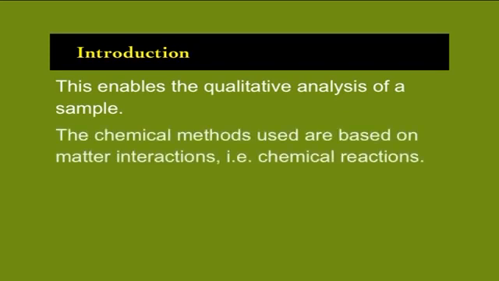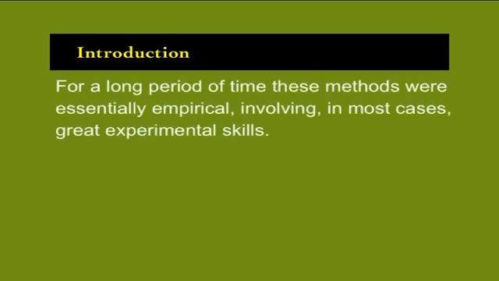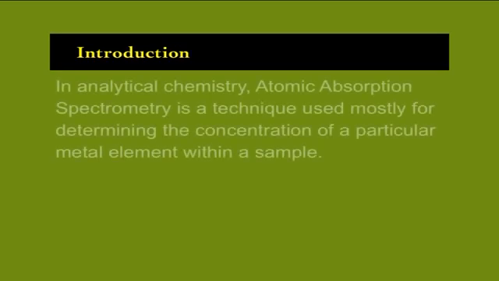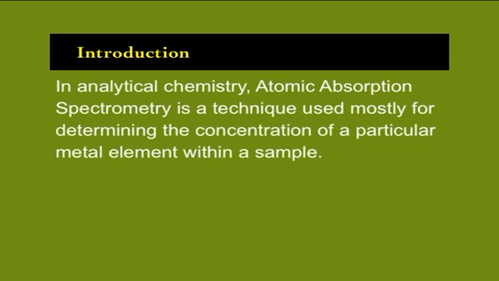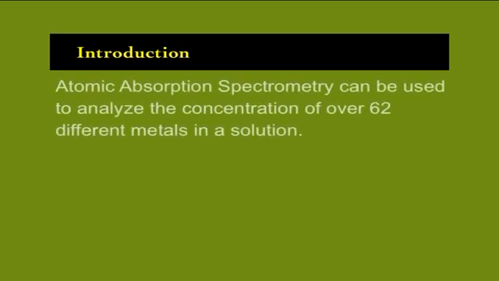The chemical methods used are based on matter interactions, that is, chemical reactions. For a long period of time, these methods were essentially empirical, involving in most cases great experimental skills. In analytical chemistry, atomic absorption spectrometry is a technique used mostly for determining the concentration of a particular metal element within a sample. Atomic absorption spectrometry can be used to analyze the concentration of over 62 different metals in a solution.